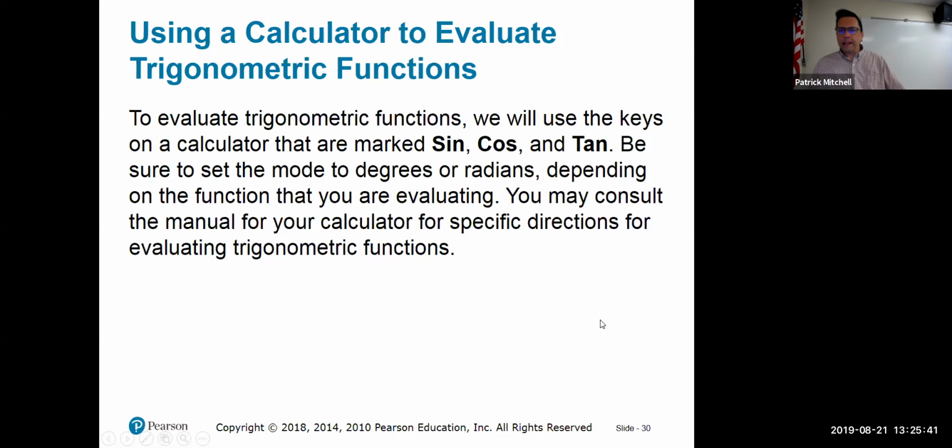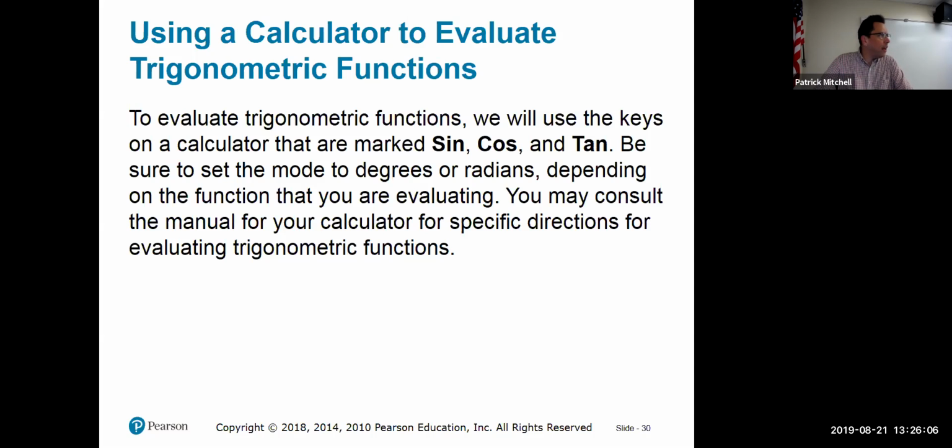So finally, the last topic in 4.2 is how to use your calculator to evaluate trigonometric functions. So you'll see when you look at your calculator that you have buttons marked sine, cosine, and tangent. Now it's very important to put your calculator in the right mode, meaning either degrees or radians.